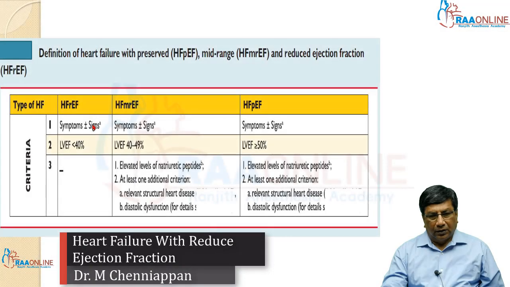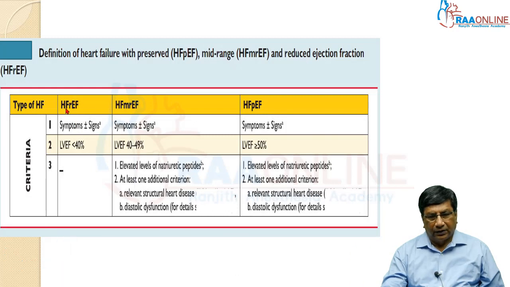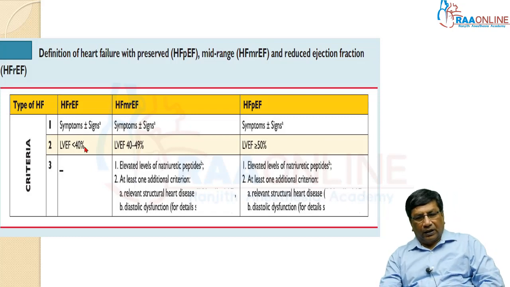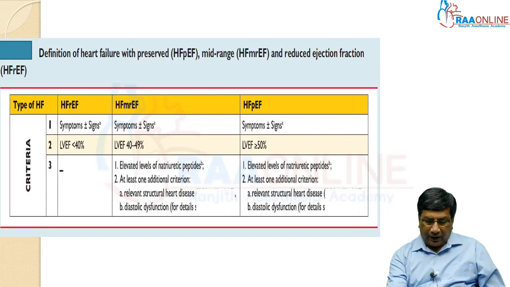In this talk, we are going to look at heart failure with reduced ejection fraction. Unlike heart failure with preserved ejection fraction, where you have to diagnose along with the ejection fraction with symptoms and signs plus the BNP and other parameters, if your ejection fraction is less than 40 and you have symptoms and signs of heart failure, then automatically the patient comes under heart failure with a reduced ejection fraction.